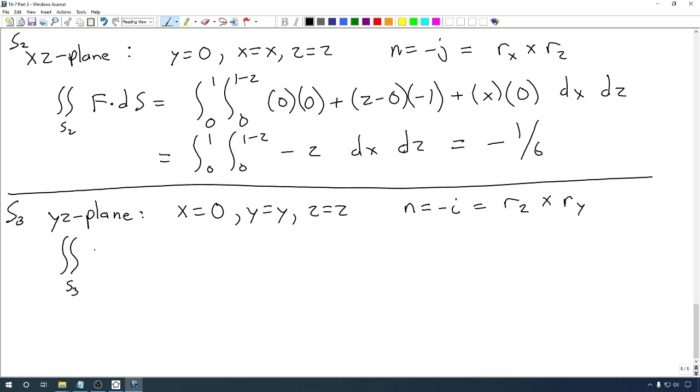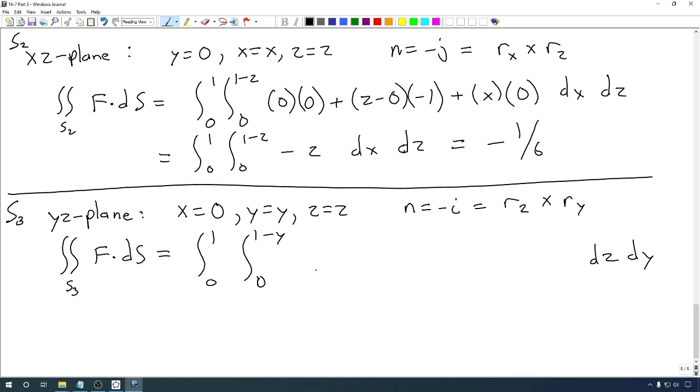So the integral over S3 of F dot dS. We're going to have a double integral. This time I'm going to pick the ordering of dz dy. So I'm going to have from 0 to 1 for y, and from 0 to 1 minus y for z. You might figure out why I'm doing that. It'll be very similar to what we did for the last one.